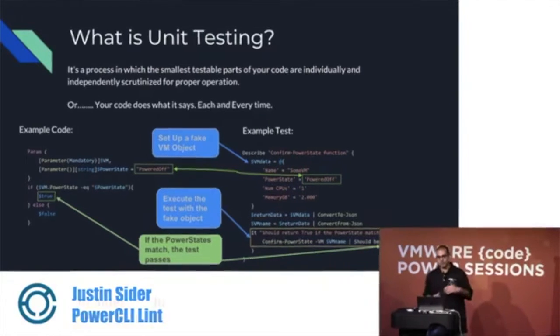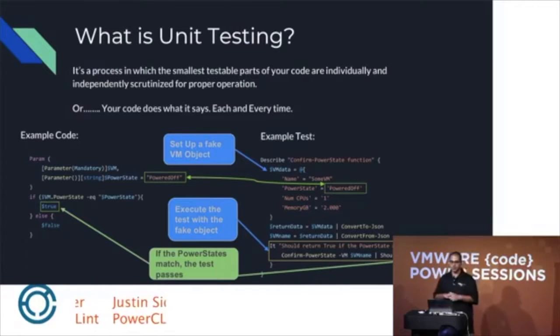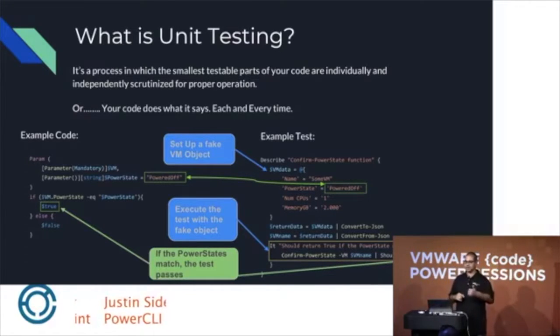On the left-hand side, you'll see that we have example code where I'm going to power on a VM. Actually, I'm just confirming the power state. I'm going to pass in a parameter: I get to pass in the VM as an option, and I get to pass in the power state that I expect the VM to be in. In the code itself, I'm just saying with the VM object I have, get the power state. If it's equal to my power state, I'm going to return true, right?